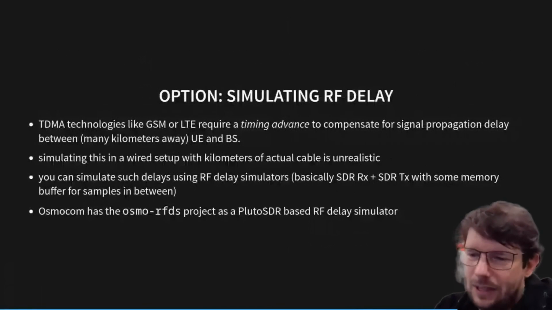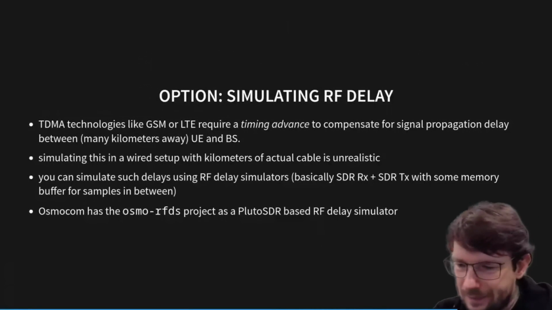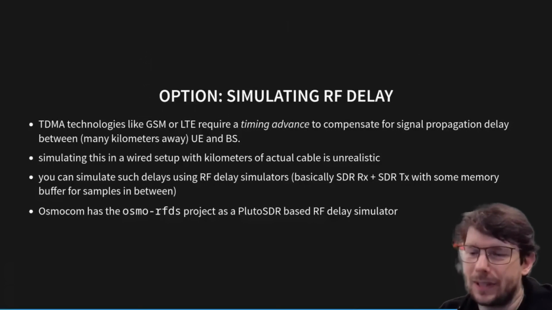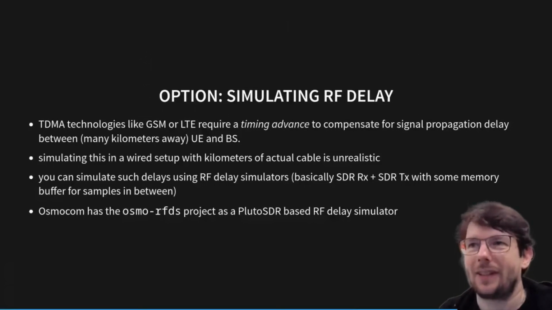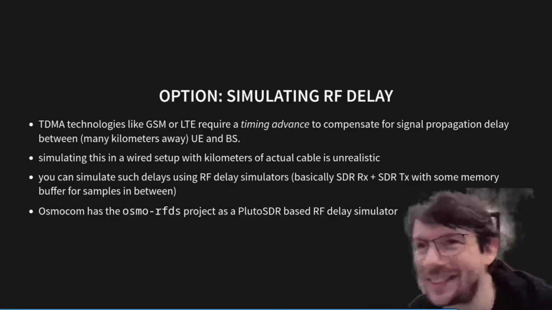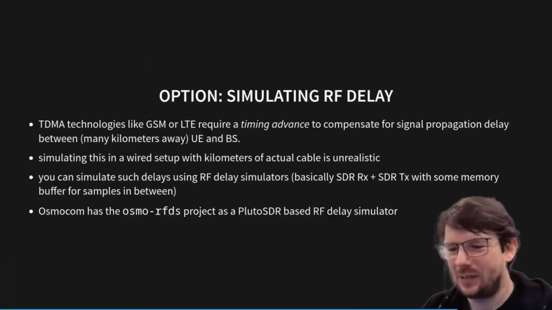One other option you have, I mentioned it earlier, is you can also simulate RF delay. In TDMA systems like GSM or LTE, there is something called a timing advance to compensate for signal propagation delay between the user equipment and the base station. Simulating that with actual coaxial wire, with kilometers of actual coaxial wire, is highly unrealistic. So the way to do this really is to use an RF delay simulator, which basically is an SDR receiver and transmitter with some memory to buffer samples in between.